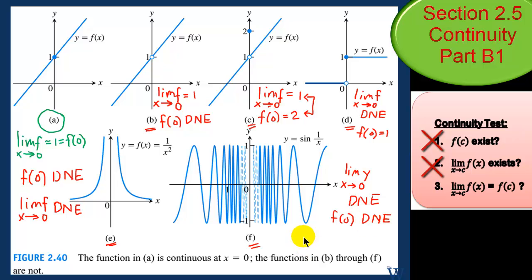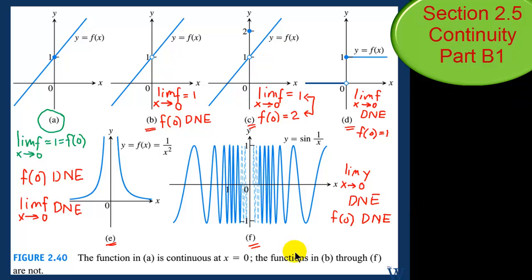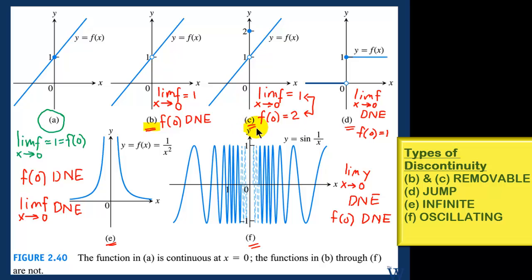Now, there's one thing that we also have to notice in all these examples that are not continuous, from B to F. B and C are called removable discontinuity. Why is it removable? Their limit exists. The only thing is that either f of 0 does not exist or f of 0 does not match the limit value. So when we have this situation, then we say that the discontinuity is removable.